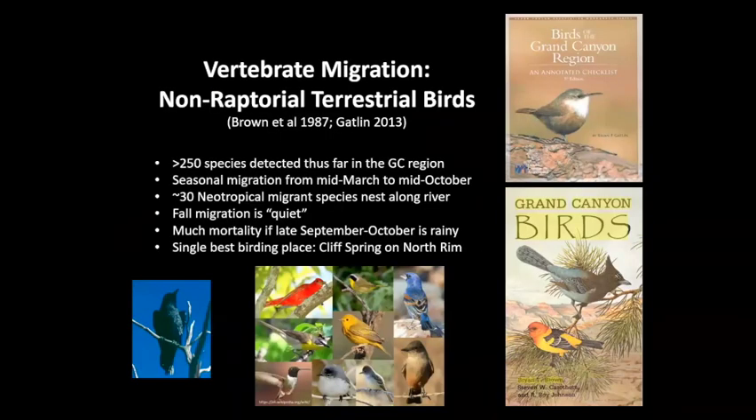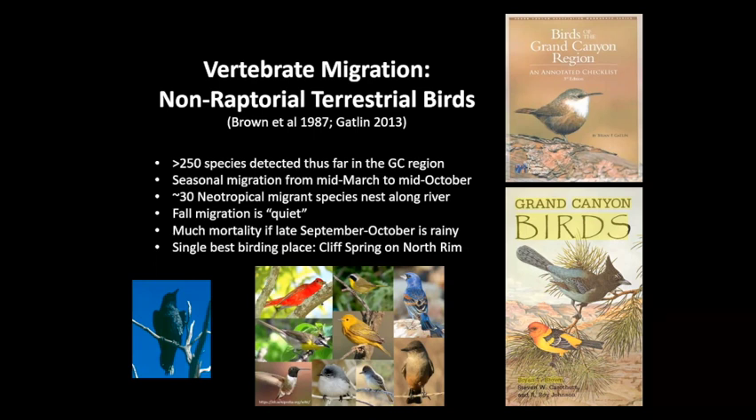So birds are where we most think about migration. I'll talk about three groups of birds here: your songbirds, and then raptors and water birds. Got a large fauna. About a third of North America's bird fauna has been detected in the Grand Canyon area. Brian Brown in his book and Gatlin's book in 2013 document the species that we have here. The seasonal migrations are the norm.